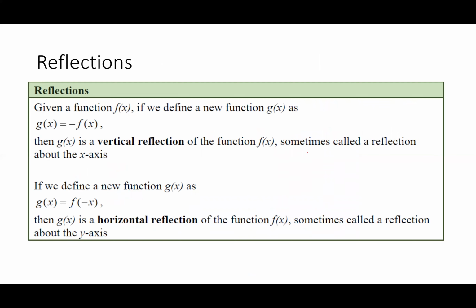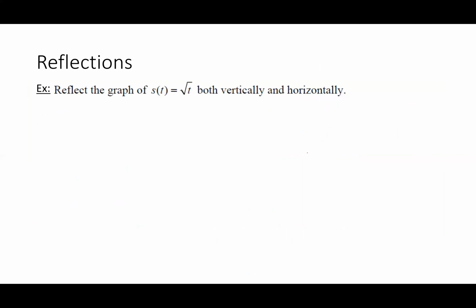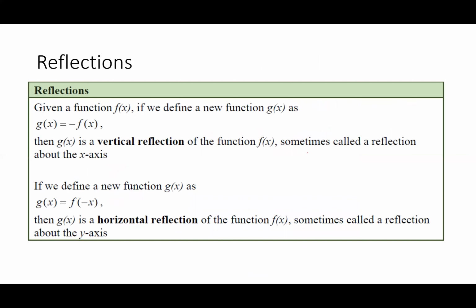Now we're going to talk about vertical and horizontal reflections. So with a vertical reflection, you could think of this as a reflection over the x-axis. A really great demonstrable function for this would be if I had an absolute value function, and let's suppose I reflected this over the x-axis, it would look like this.